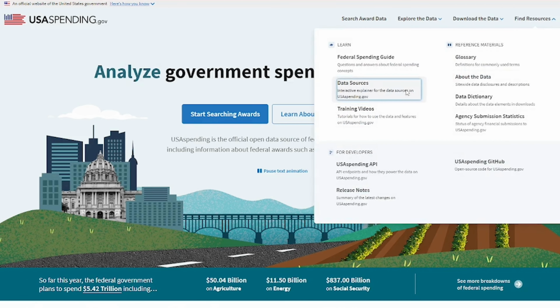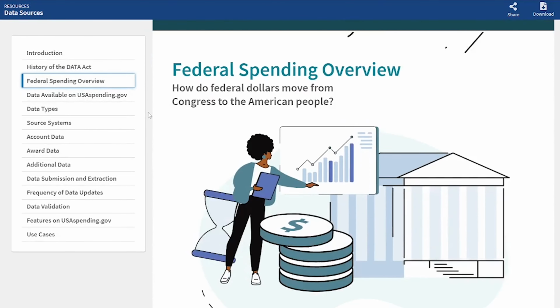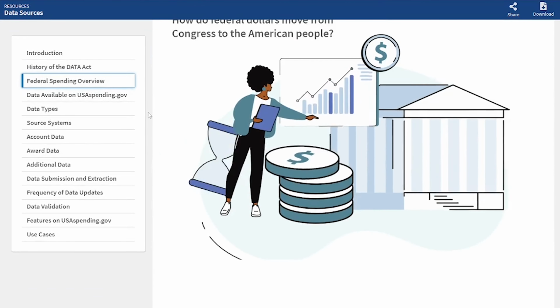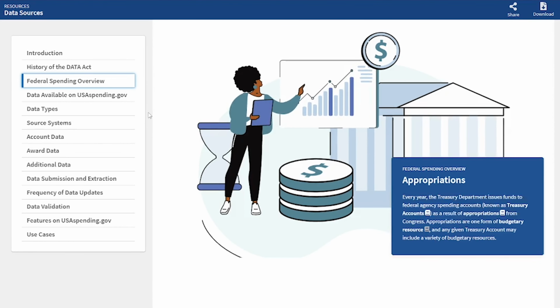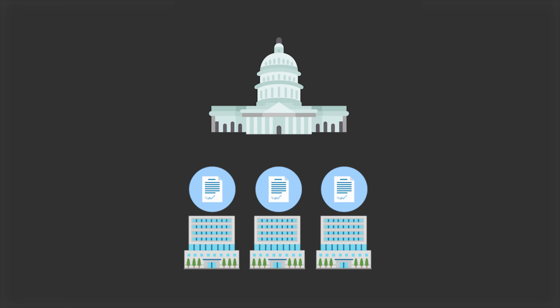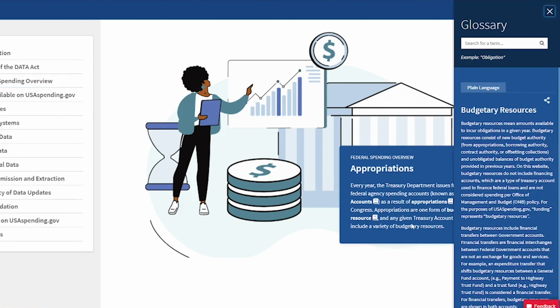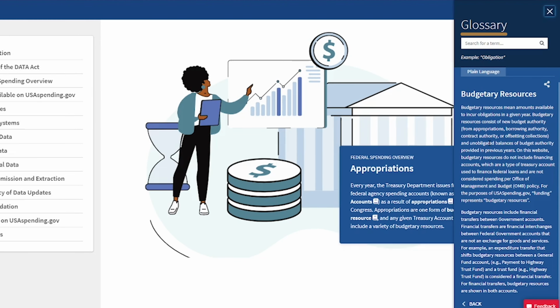In the Federal Spending Overview section, we'll talk about some important terms in federal spending. The first term you should know is appropriations. Appropriations is a process by which Congress identifies and approves spending for a specific purpose. Without an appropriation, federal agencies won't receive funding and thus can't spend money. Please note that appropriations are just one kind of a budgetary resource. You can read about others in our glossary.